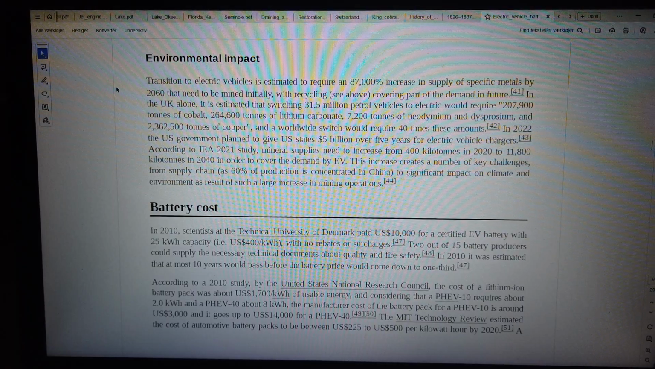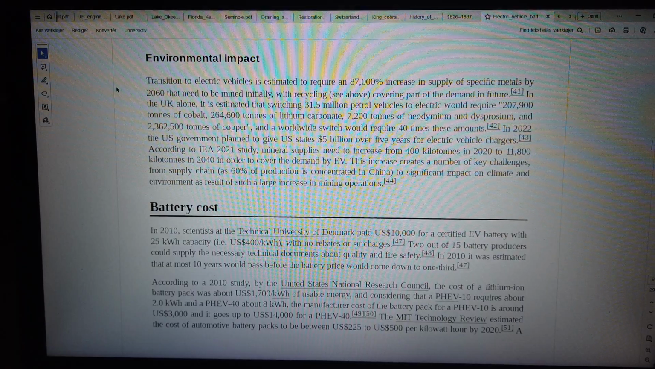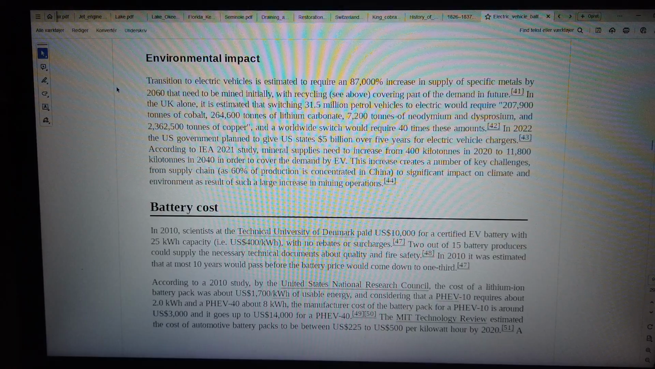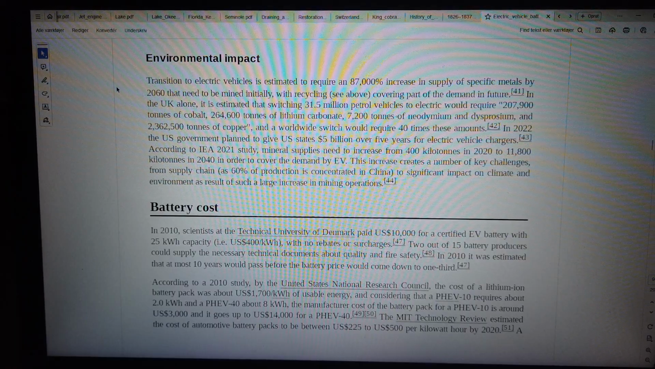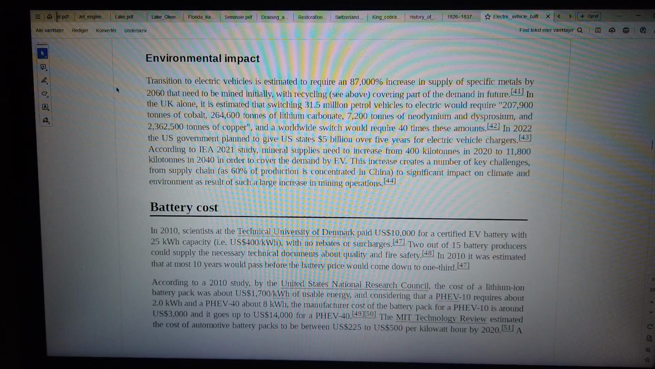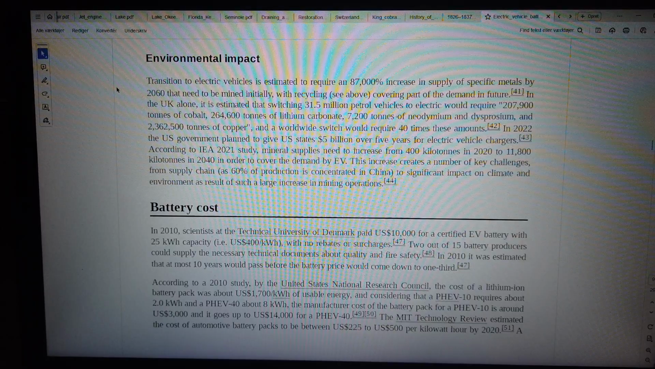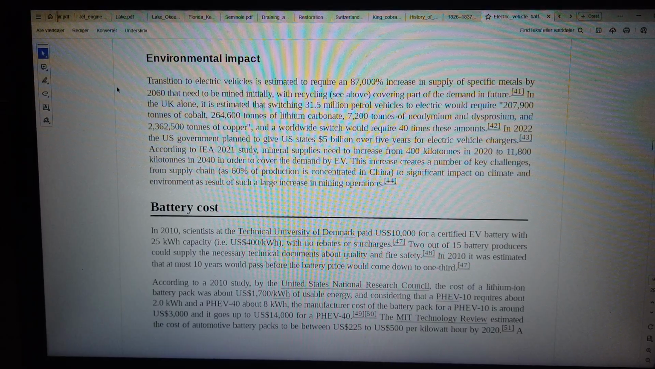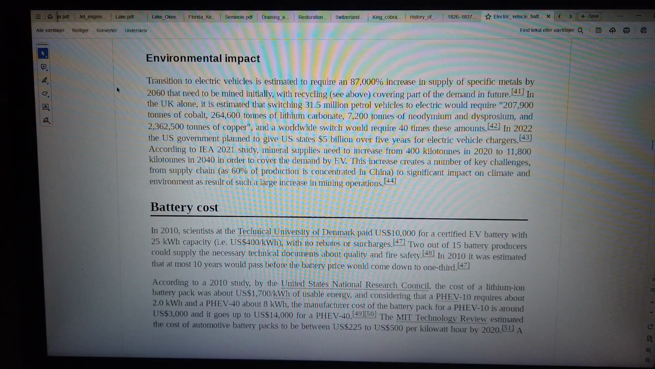41. In the UK alone, it is estimated that switching 31.5 million petrol vehicles to electric would require 207,900 tons of cobalt, 264,600 tons of lithium carbonate, 7,200 tons of neodymium and dysprosium, and 2,362,500 tons of copper, and a worldwide switch would require 40 times these amounts.